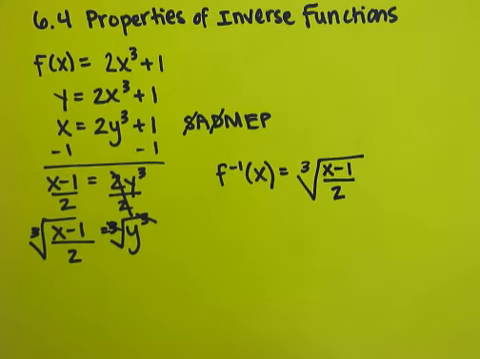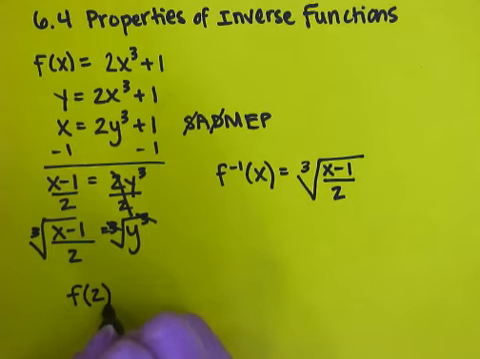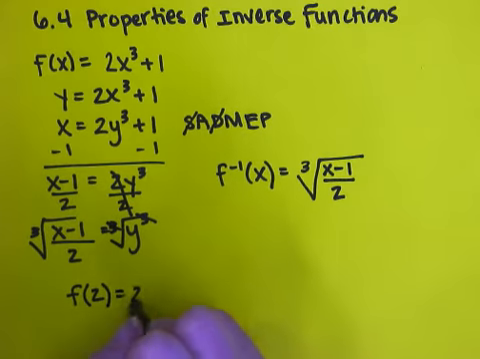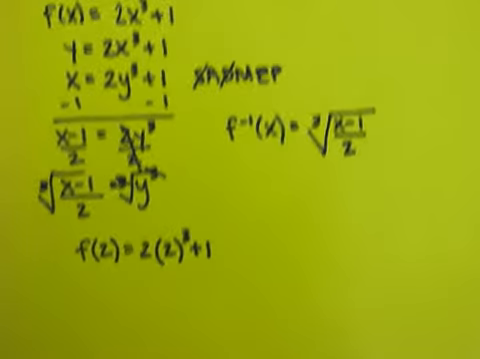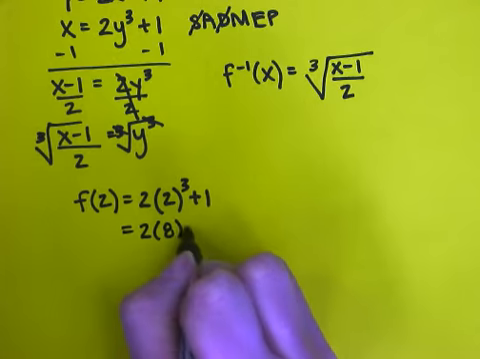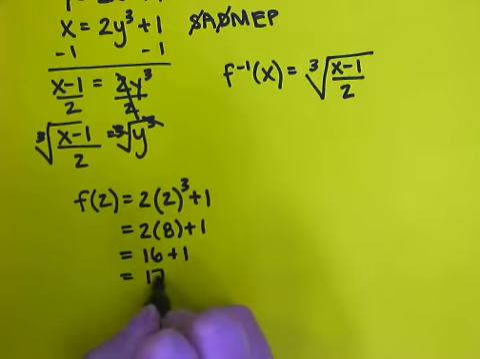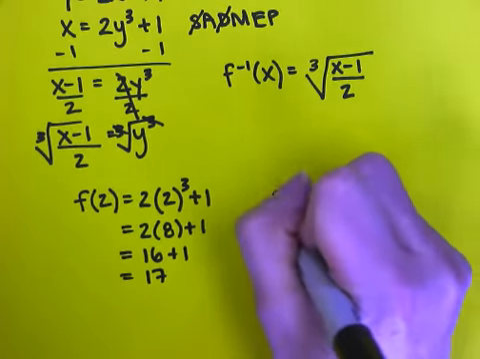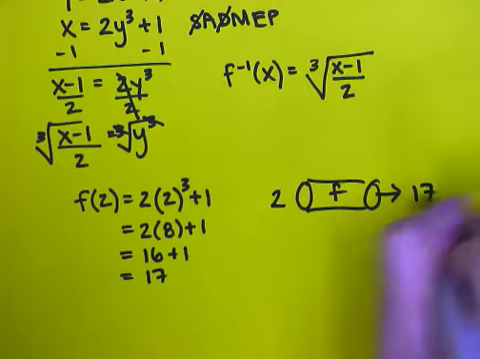Now, one important property of inverses is that they undo each other. So if I were to find f of, let's say, 2, I'm going to plug 2 into my function where I see x's, and then I know that 2 cubed is 8, and 2 times 8 is 16, and 16 plus 1 is 17. So when I plugged 2 into the function machine f, what I got out was 17.